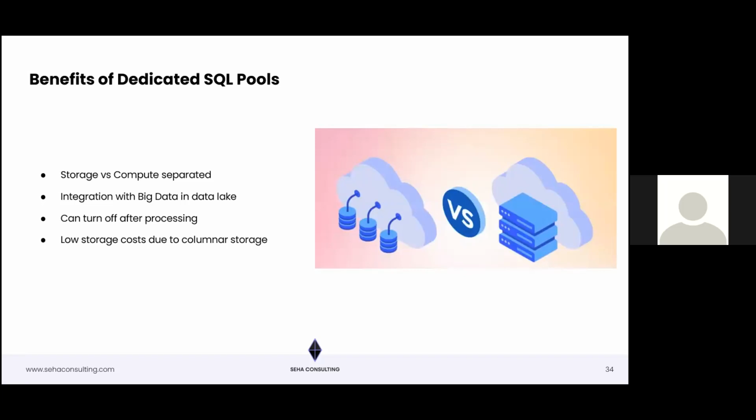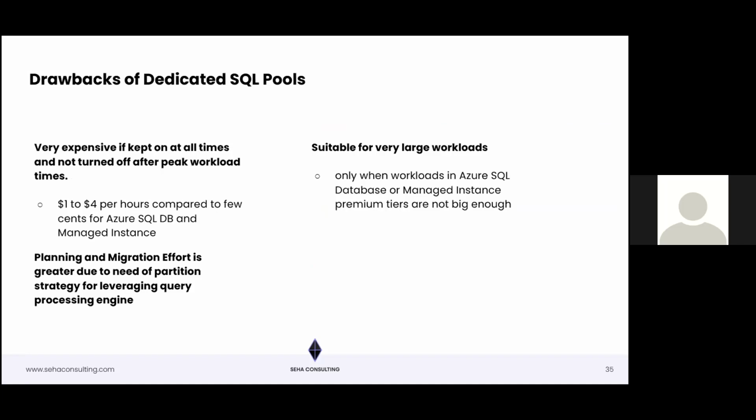So what are the benefits? As we talked about earlier, the storage and compute are totally separate. So that 100 terabyte limit that you have, you don't have with dedicated pools. You've got integration with big data and data in data lakes that you can merge with your relational workloads. That's a big benefit that you get with having data in Synapse and dedicated pools. You can turn it on or off after processing, and you get low storage costs due to data being in columnar storage.